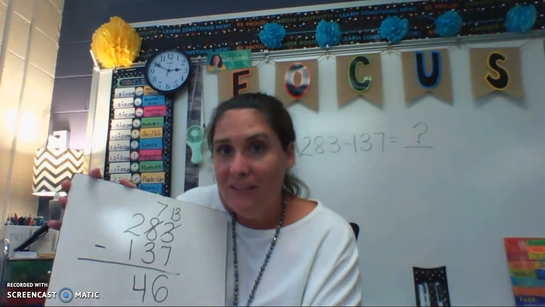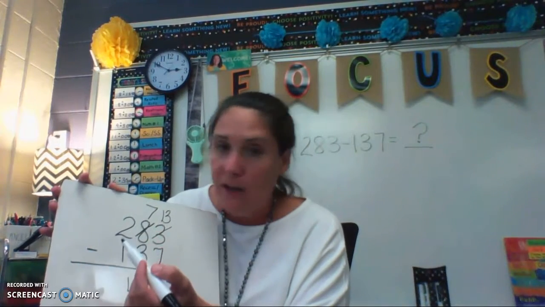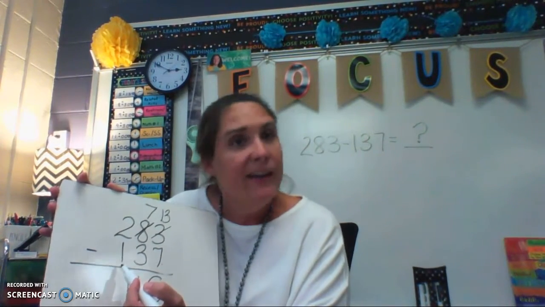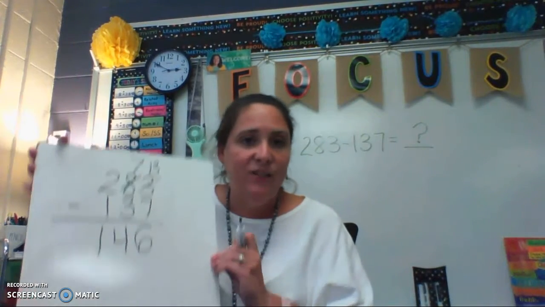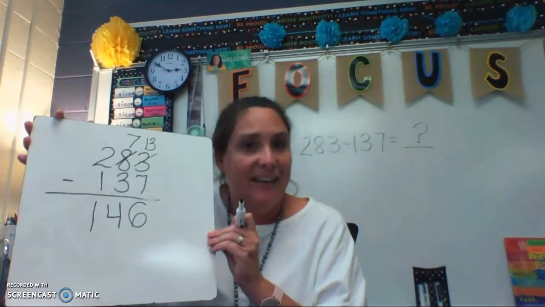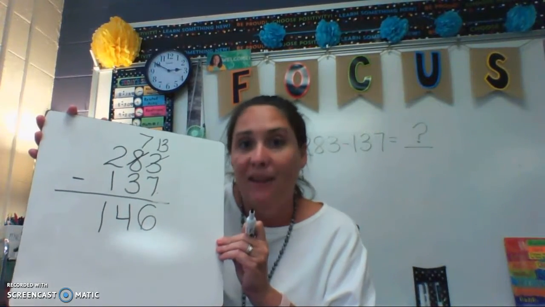Is the bigger number on the top? Yes, so we can subtract that. So 200 minus 100 equals 100. And then we're left with the final answer of 146, which is exactly what we got when we did the base 10 blocks.